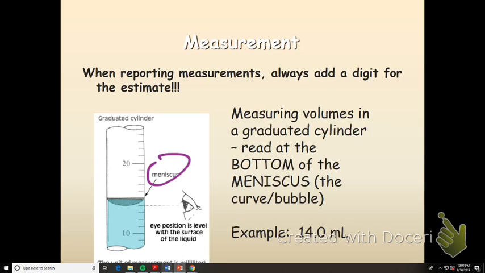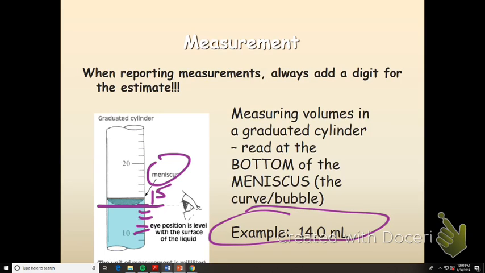This is called the meniscus, this little bubble that forms, like half of a bubble. It goes down because of gravity. The thing that you need to remember is we always read from the bottom of the curve, or the meniscus. In this example, since this is 10, 11, 12, 13, 14, that's where the bottom of the bubble is on 14. So this would be 14 milliliters, while the top of the bubble is 15. It doesn't matter. It's always the bottom of the meniscus.